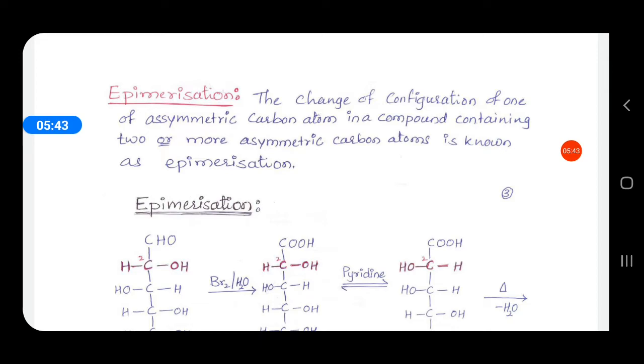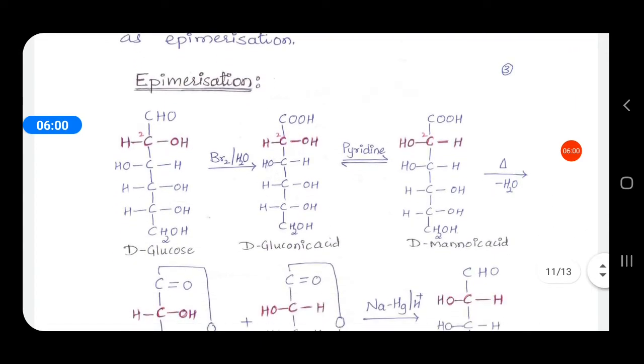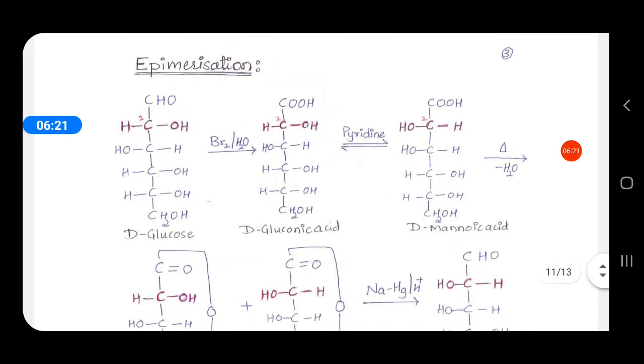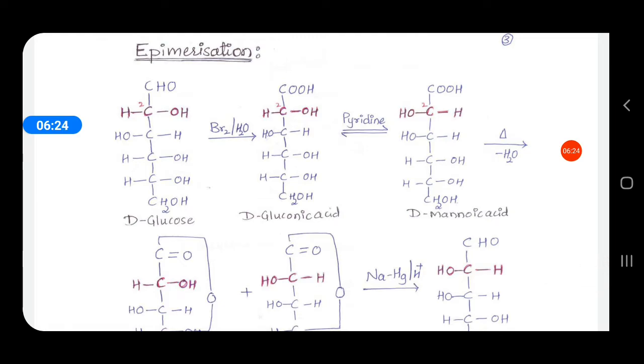Epimerization is the conversion of one epimer into another epimer. The change of configuration of one of the asymmetric carbon atoms in a compound containing two or more asymmetric carbon atoms is known as epimerization. For example, let us see the conversion of D-glucose into D-mannose. Glucose and mannose are epimers of each other. Let us change the configuration of one of the asymmetric carbons in D-glucose and convert it into D-mannose. These are the steps involved in the conversion of D-glucose into D-mannose.